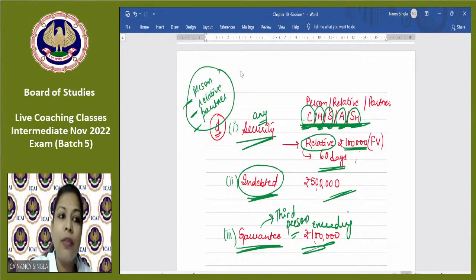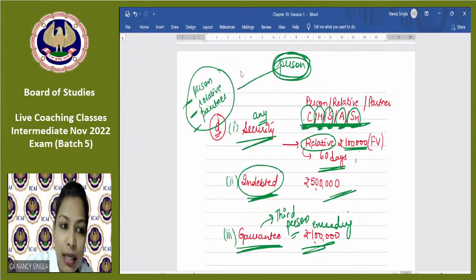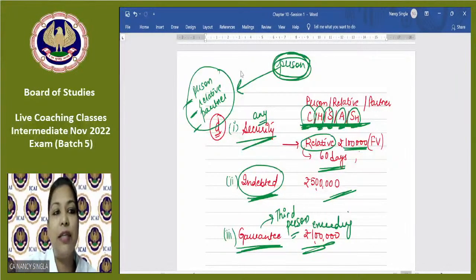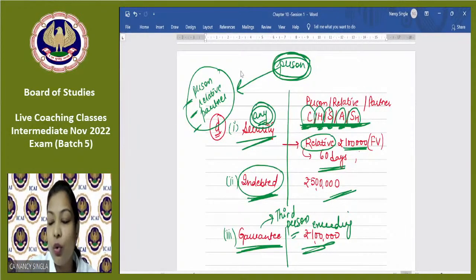ठीक है? एंड किसका इनएलिजिबिलिटी देख रहे हैं? वो तो सेक्शन 141 सबसेक्शन 3 में स्टार्टिंग में आया था, the person. सो इनएलिजिबिलिटी इसका देख रहे हैं, पर्सन CA X का. अगर CA X, the person himself, or the relative Mrs. X, or the partner CA Y in our case have any of these transactions, any security, debenture हो, share हो, कुछ भी security हो, ठीक है?